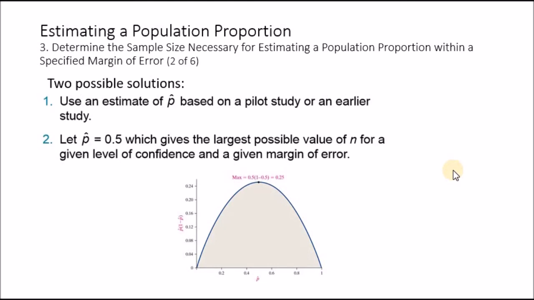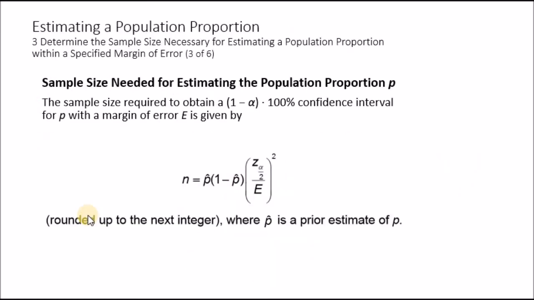Because the p hat that we're going to use to estimate the sample size uses the sample size itself, because remember, p hat is equal to x divided by n, so it depends on n, and we want to compute n. We want to compute the sample size. So we have two solutions. Either we're going to use an estimate of p hat based on a pilot study or an earlier study, or we're going to make p hat equal to 0.5, which gives the largest possible value of n for a given level of confidence and a given margin of error. Usually we will go with the second option most of the time, but sometimes p hat is provided.